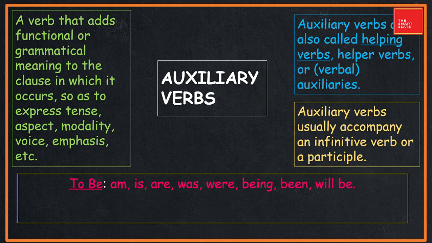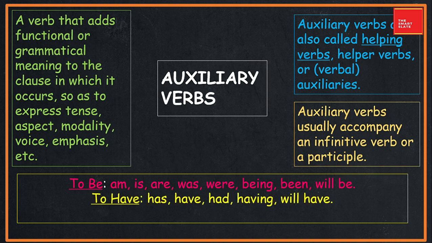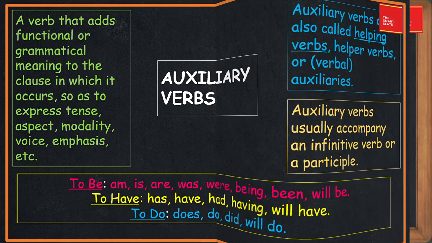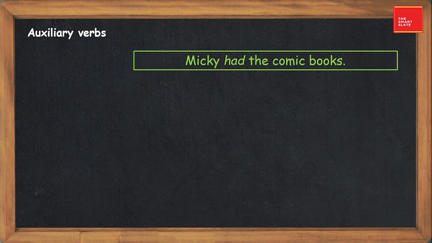Like we have examples of auxiliary verbs in the to be form: am, is, are, was, were, being, been, will be. In the have form we have has, have, had, having and will have. In the do form we have do, does, did and will do. So these are the auxiliary verbs. We'll understand them with the help of examples.